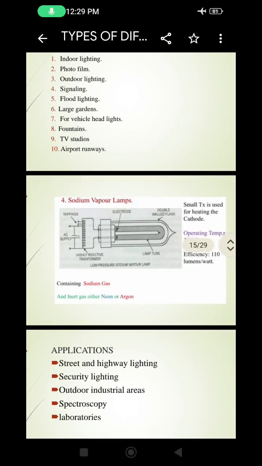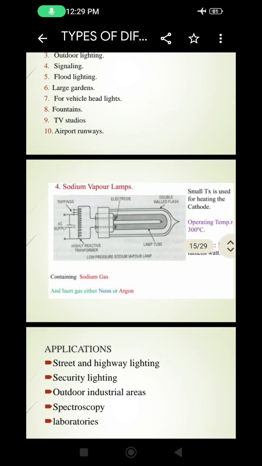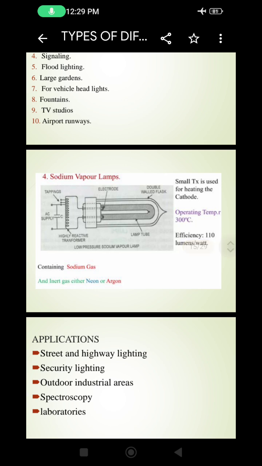And the fourth one is the sodium vapor lamp. Here it operates at a temperature of 300 degrees Celsius and the efficiency is 110 lumens per watt. Small tungsten is used for heating the cathode.